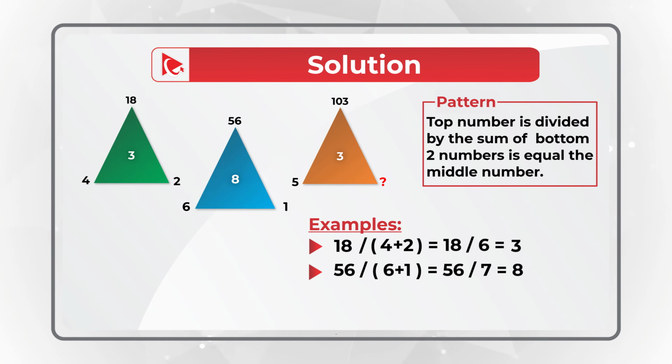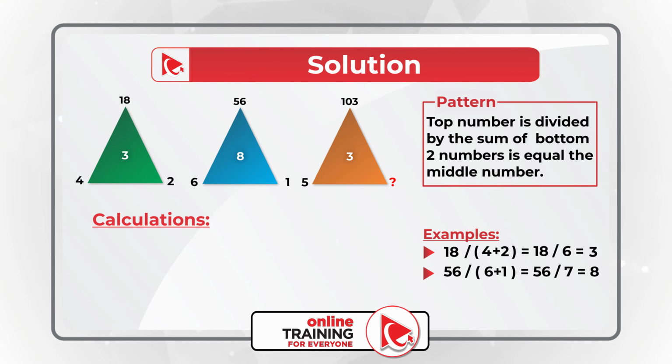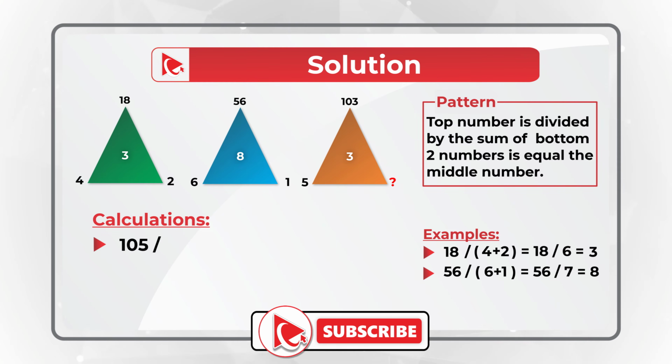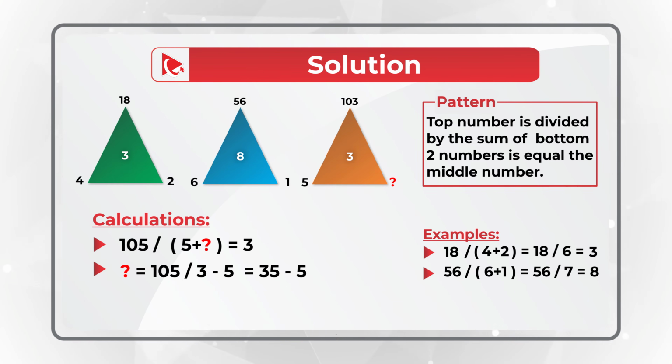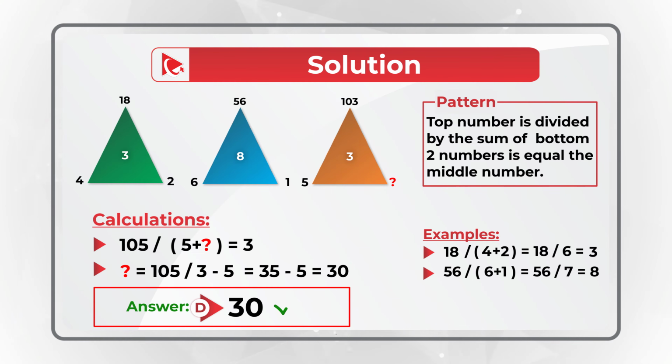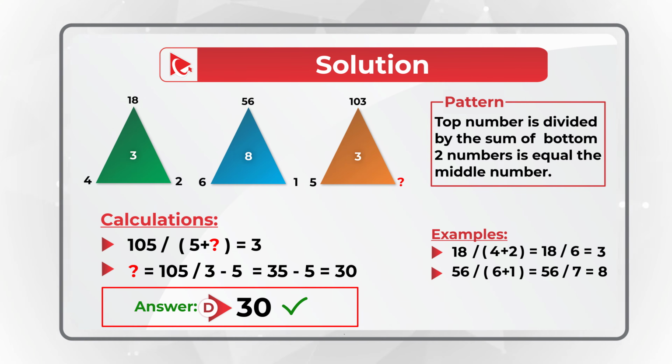So to calculate the missing number, we need to build an equation. 105 divided by 5 plus missing number equals 3. To calculate missing number, we need to divide 105 by 3 and subtract 5. 35 minus 5 equals 30. So the answer is choice D, 30. Hopefully you've nailed this question and now can easily solve these types of challenges on the test.